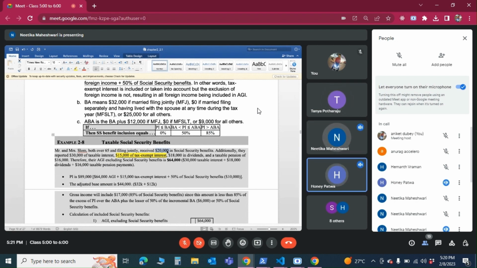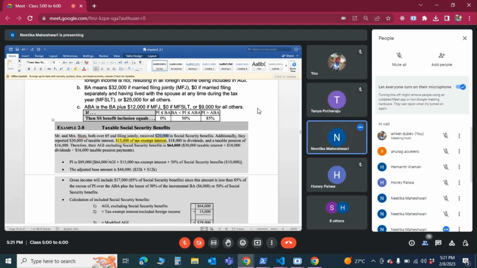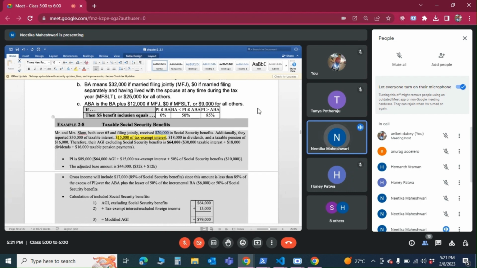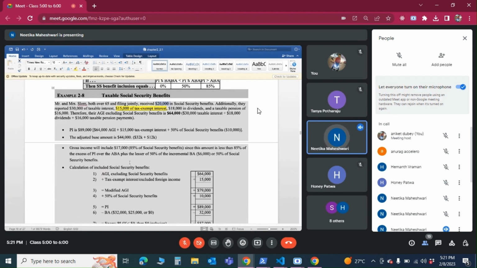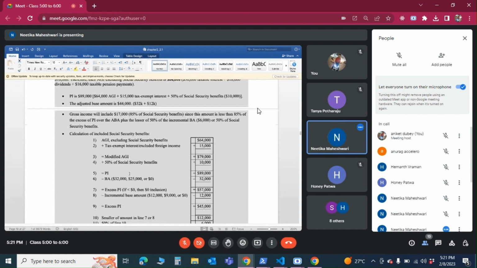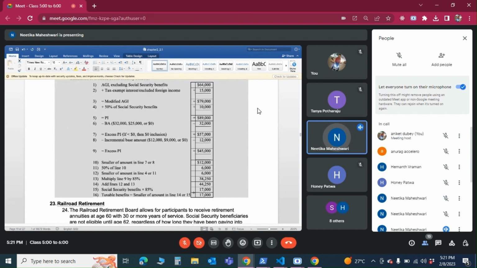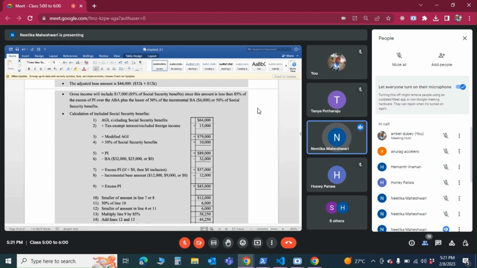Take out your calculator. $17,000 is going to be taxable. Let's see what they're doing here. I think they're all doing the same thing only. But in the end, we are coming to 17,000. Maybe this is a very long approach. What they're taking is AGI plus this, plus this.